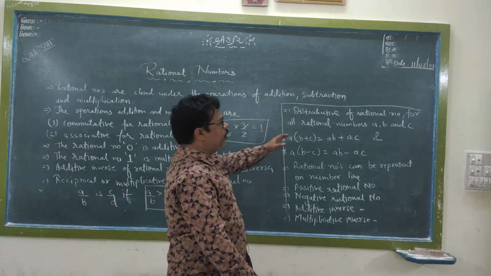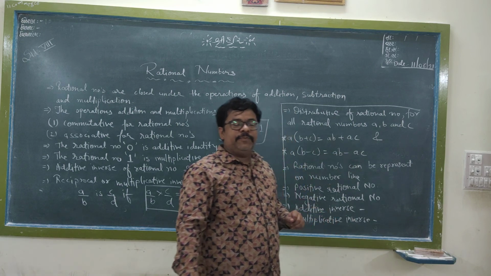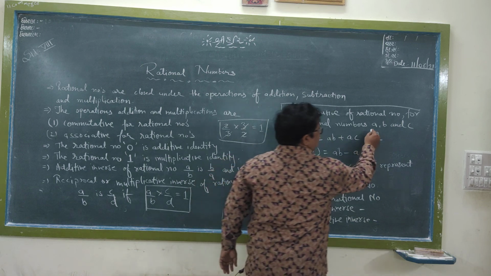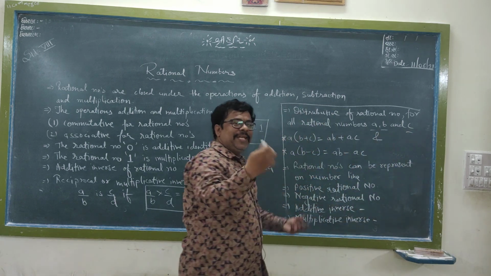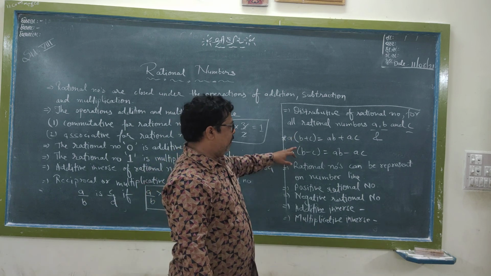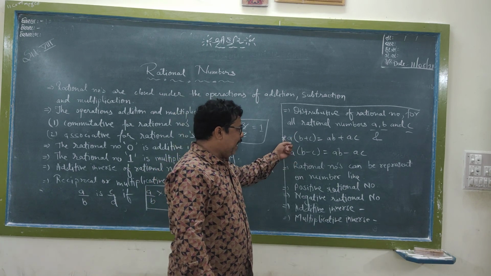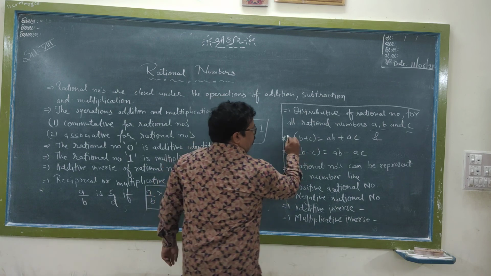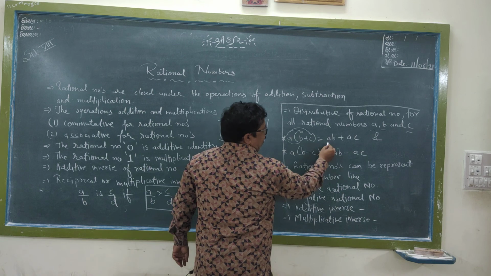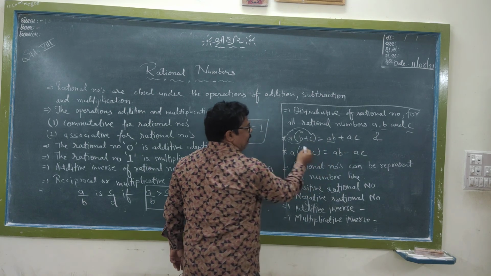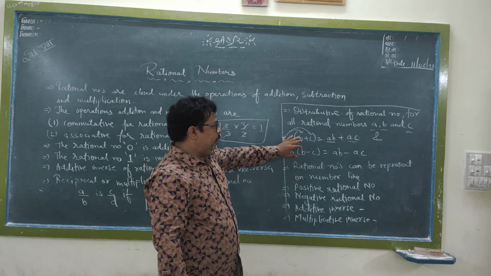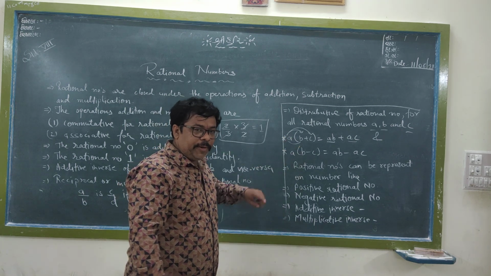Now comes the distributive property of rational numbers. All the rational numbers, whether a, b, c, p, q, r, whatever you take. There are two properties, for addition and subtraction. a into (b plus c) equals a multiplied with b and a multiplied with c. So a into b is ab, addition sign, and a into c is ac. This is the distributive property for addition.